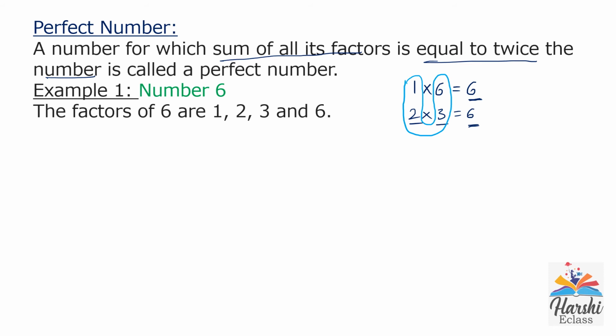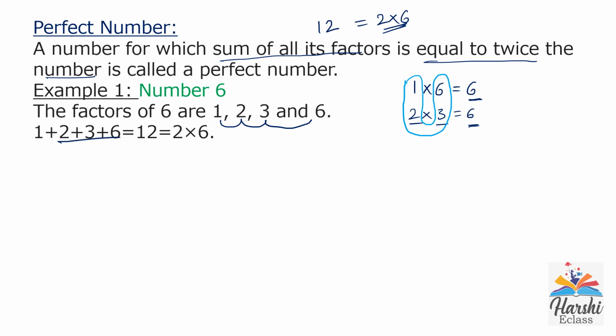Sum of all its factors means we need to add the factors. 1 plus 2 is 3, 3 plus 3 is 6, 6 plus 6 is equal to 12. The sum of all its factors is 12. It is equal to twice the number. How to find twice the number: 2 sixes are 12. Sum of all its factors is 12 and twice the number is also 12. So 6 is a perfect number.